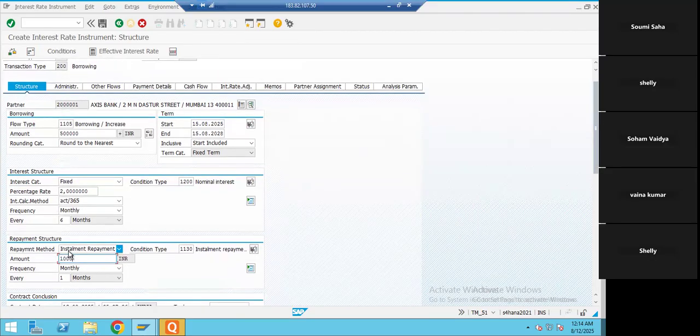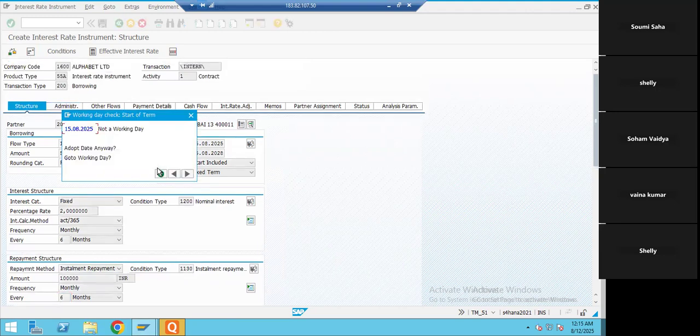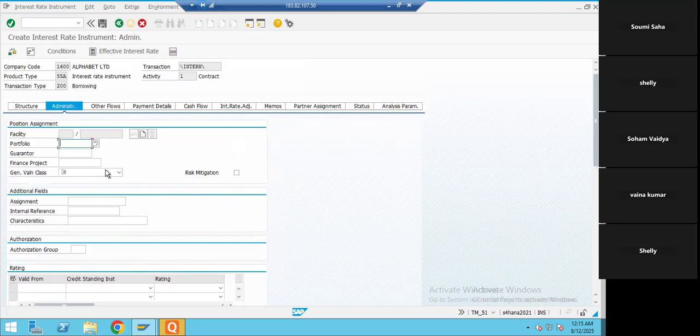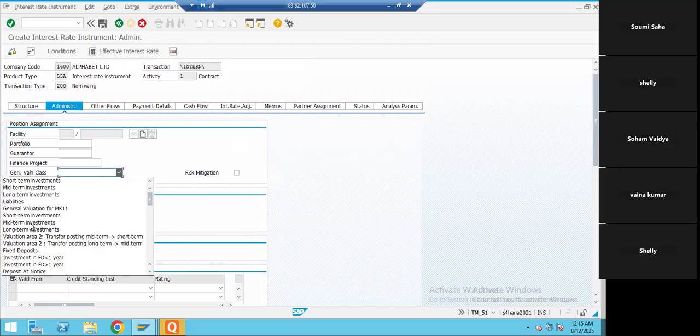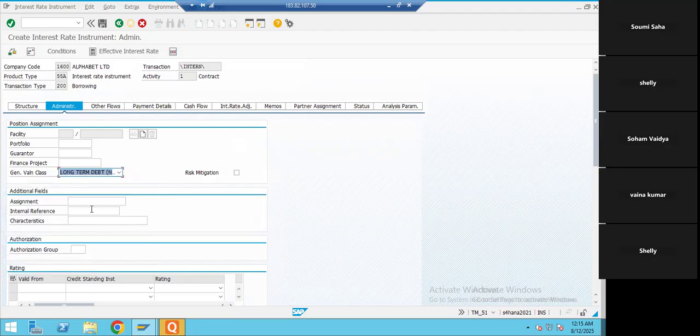Assume I want to pay somewhere around 1 lakh every installment. How do I want to pay my installments? I want to pay my installments 6 monthly. So I have decided here that I'll make a 6 monthly payment. Now in the administration tab, I'll go here. These things, general valuation class. What is this? Basically, this is our debt. So we will give a long-term debt. This is a 2 to 3 years debt.